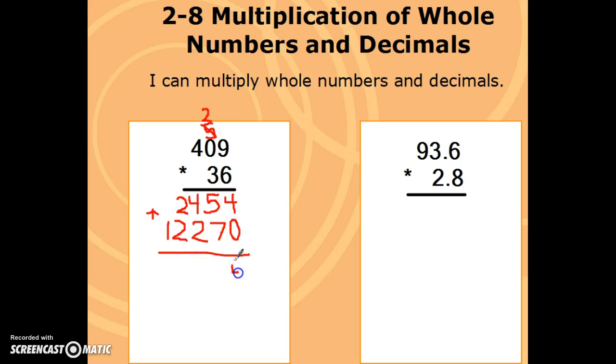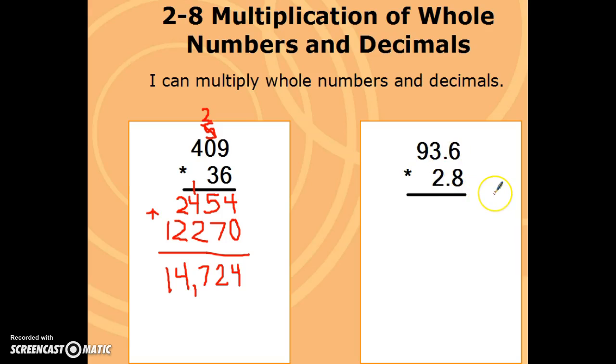4 plus 0 is 4. 5 plus 7 is 12, so I put my 2, carry my 1. 1 plus 4 is 5, plus 2 is 7. 2 plus 2 is 4, and then my 1. So my answer is 14,724. We're going to do a similar problem, but this time we have some decimals.